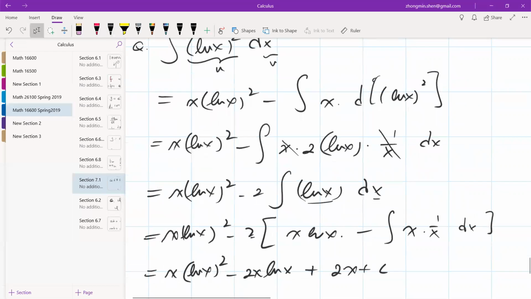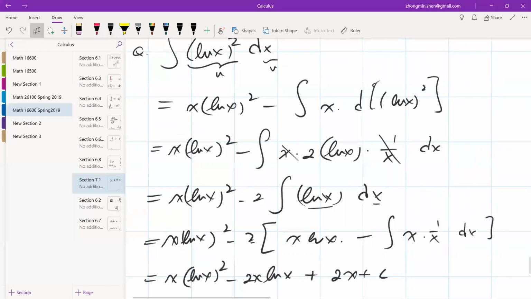I did not know at the very beginning whether I'm able to evaluate this integral because it's natural log x squared. But there's no other choice for me. I cannot use a substitution. Okay. It's not a good idea to use substitution here. So I'm just trying to use integration by parts. That's similar to the one I did for natural log x.